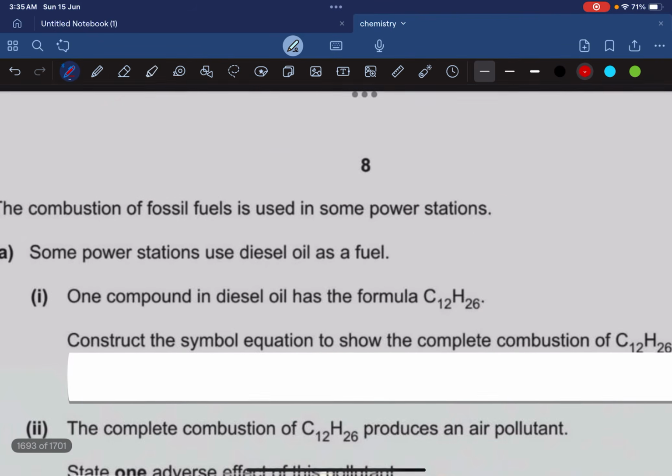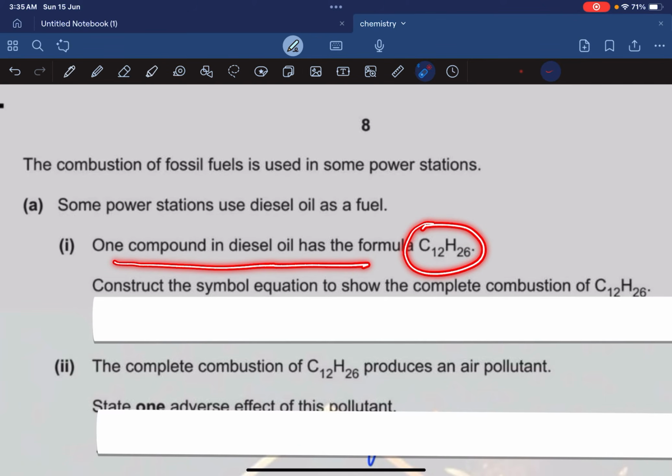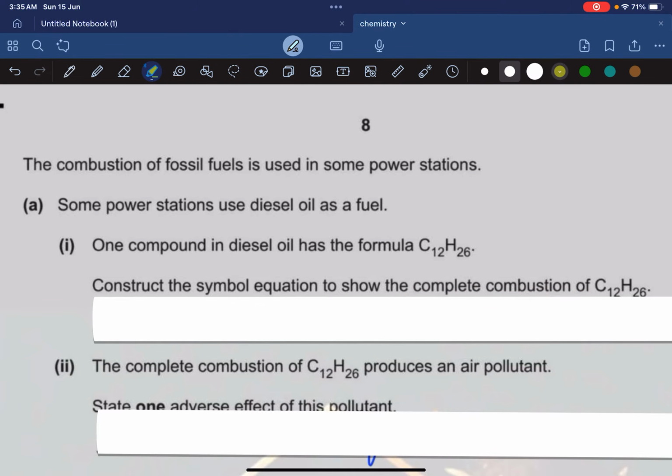Let's move on. The combustion of fossil fuels is used in some power stations. Some power stations use diesel oil as a fuel. One compound in the diesel oil has the formula C12H26. Construct the simple equation to show the complete combustion. Since it's complete combustion, that means that we cannot form carbon monoxide. We have to form carbon dioxide.